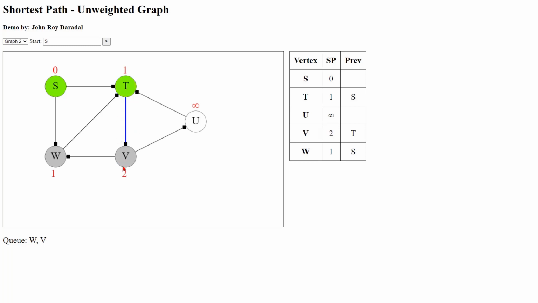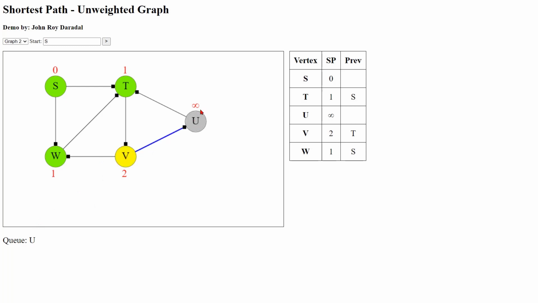Because 1 plus 1 is equal to 2. After that, the next in the queue is W, and then W's neighbor is only T, but that has already been explored, so we'll just skip it. So it still stays the same. And then V is next.